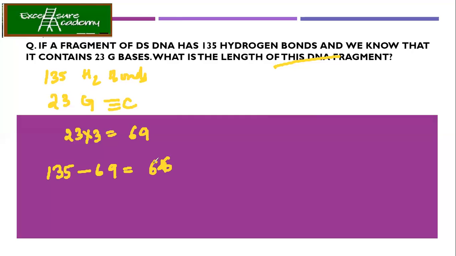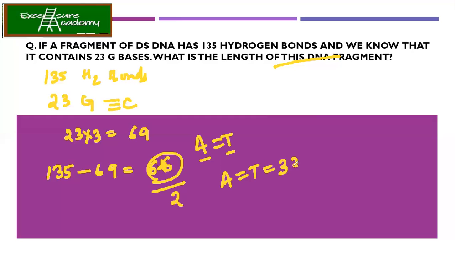So now what should I do next? Now adenine, ma'am. 2 hydrogen bonds. Adenine with thymine, 2 hydrogen bonds. So 66 divided by 2. Very good. Now these are the remaining hydrogen bonds which are supposed to be formed between the A and T base pairing. Again A and T will be present in equal amounts, so we are going to divide it. So now I know that adenine equals thymine equals 33.